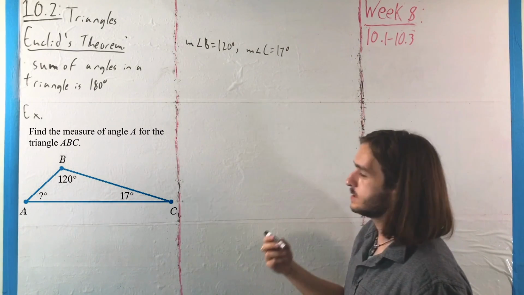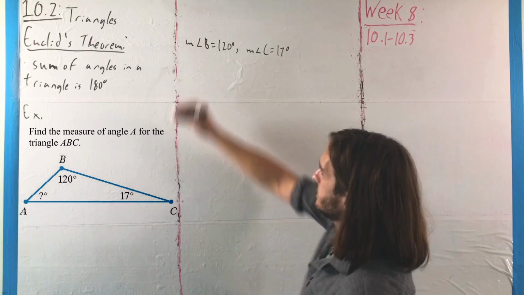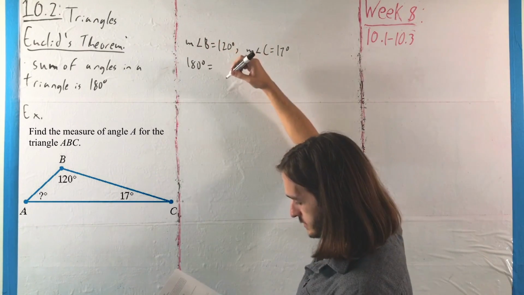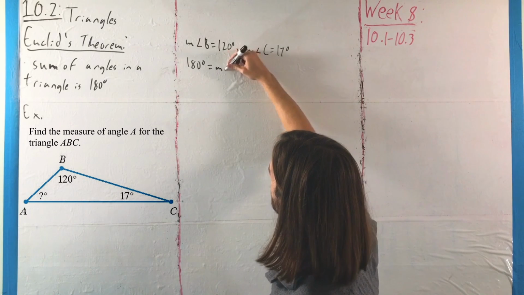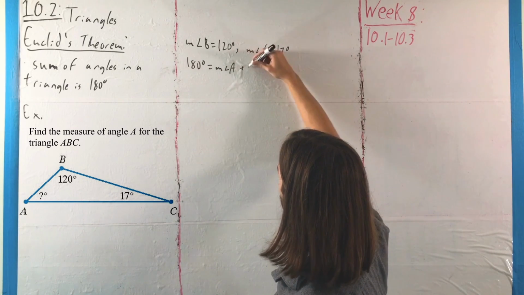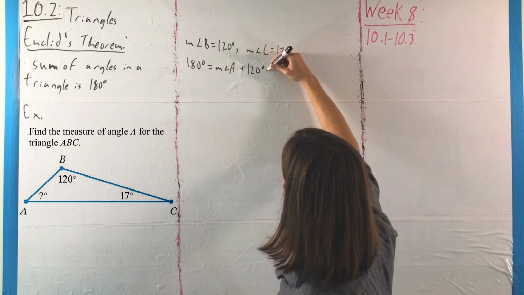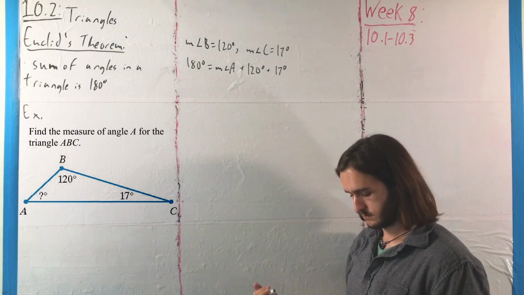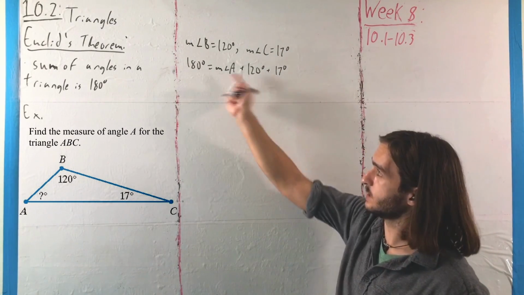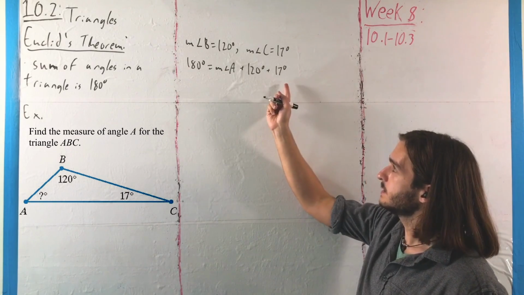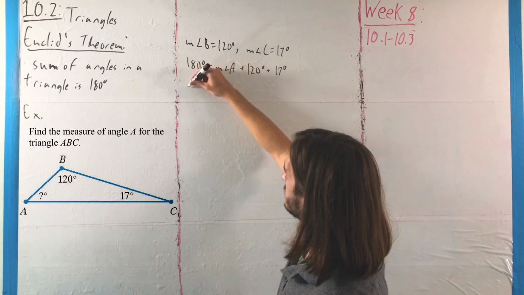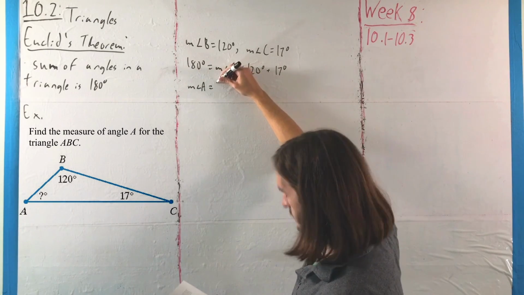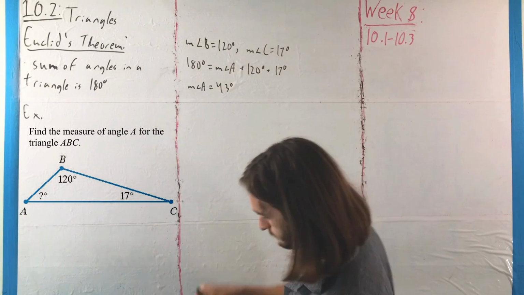And then from there, we can use Euclid's theorem that says the total measure is going to be 180 degrees. So the measure of angle A plus the measure of angle B, 120, plus the measure of angle C, 17, is going to be 180. And then from there, we just subtract 120, we get 60, subtract 17, and we get that the measure of angle A is going to be 43 degrees.